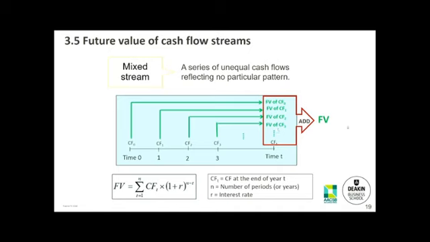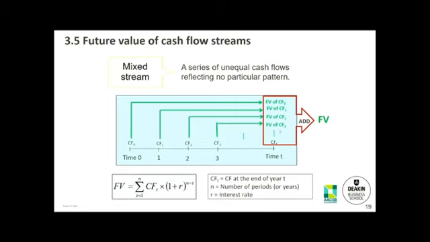Sum all of them together, we have a future value of this cash flow stream. If you don't understand it at this stage or still get a little bit confused, we have an example soon. Any questions? Don't worry too much about this equation here if you don't understand. I'll briefly explain it. Basically, this sign here means summation.